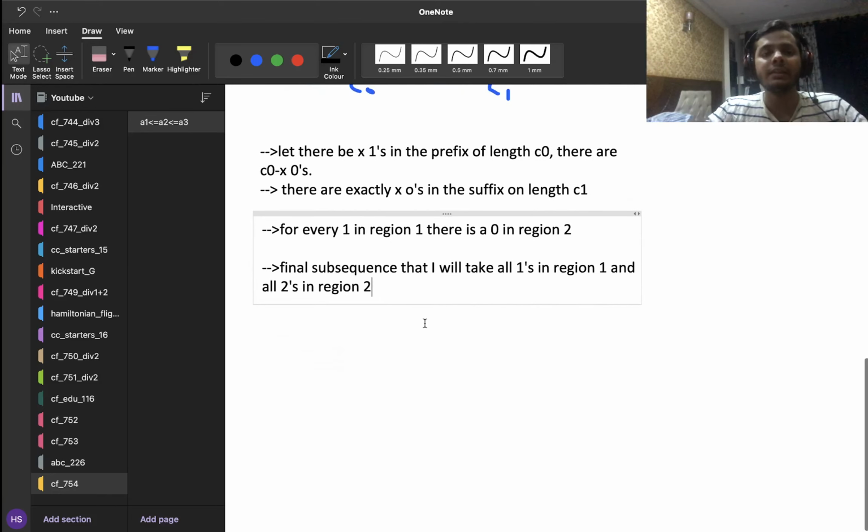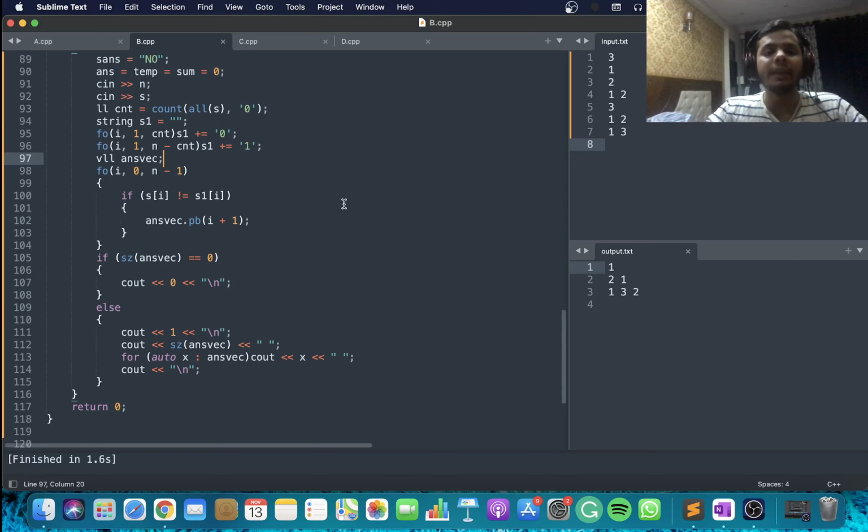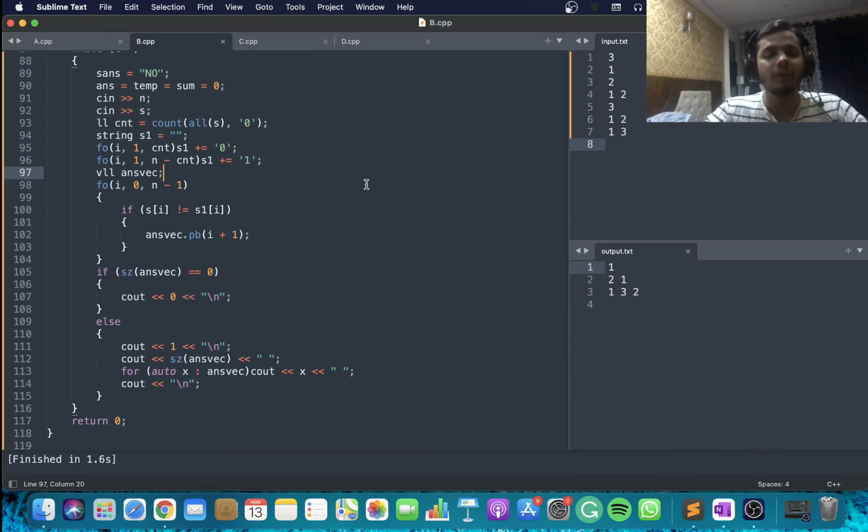So an easy way to think about it is that any element which is not already in its correct position has to be taken into the subsequence, and any element which is already in the correct position need not be touched. And in this way, we can achieve our goal in just a maximum of one operation.